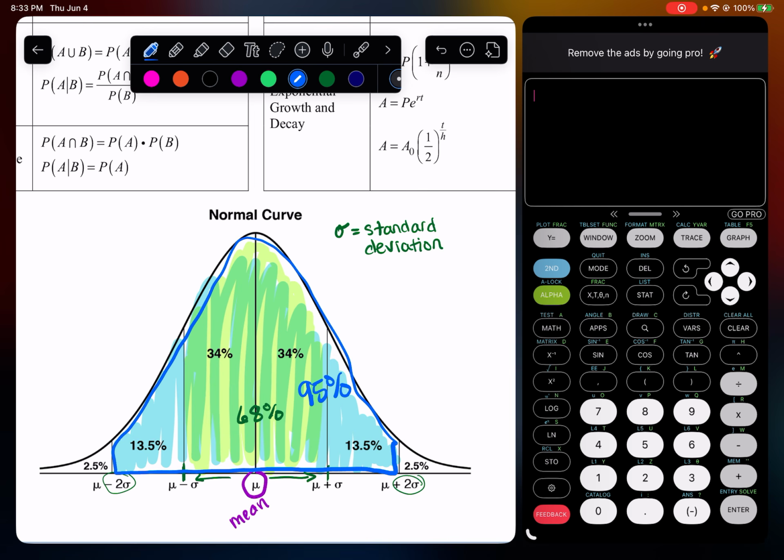All right? So what we want to remember is the mean is the center. Standard deviation tells us how far we are. And if I go up 2 standard deviations and down 2 standard deviations, that gives me a range in which 95% of the data falls. Cool.